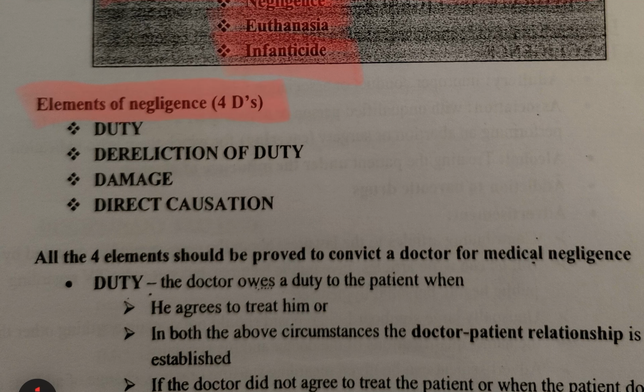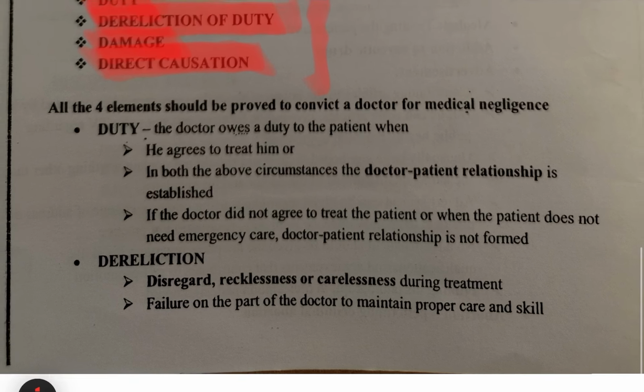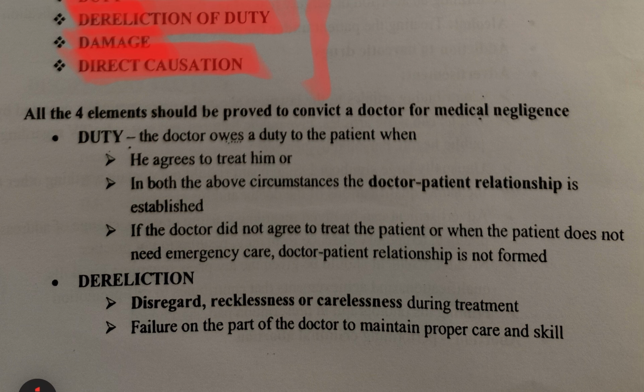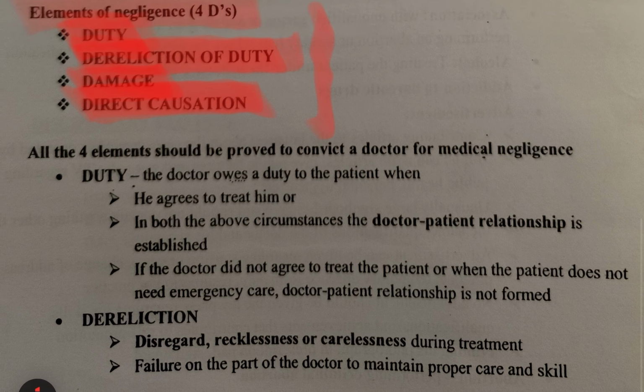Elements of negligence. There are 4 D's: duty, dereliction of duty, damage, direct causation. We'll be seeing this in detail. All the 4 elements should be proved to convict a doctor for medical negligence, that is duty, dereliction of duty, damage, and direct causation.